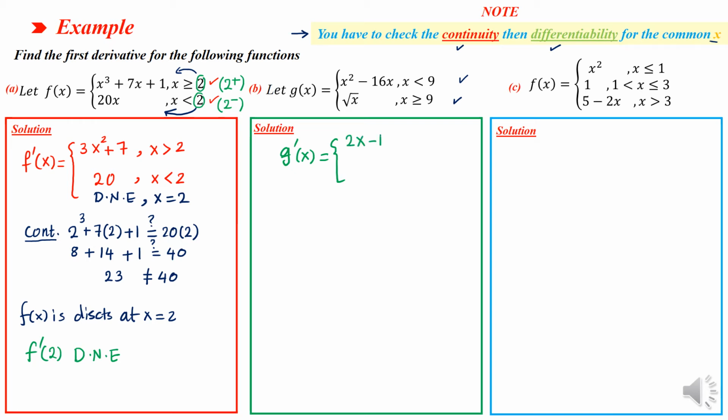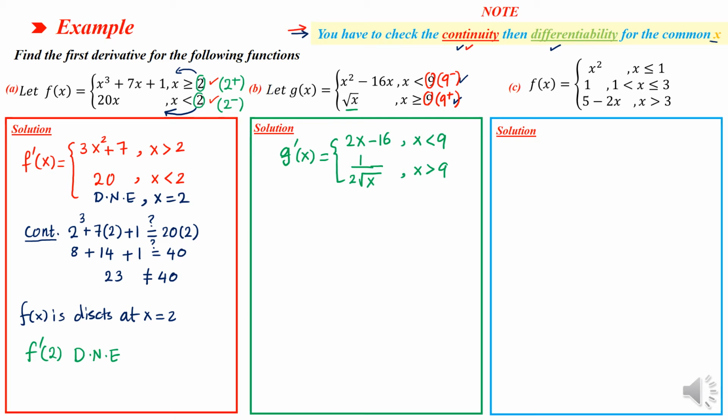2x minus 16 when x is less than 9, and we have the second function, the square root of x, and the derivative of the square root is the derivative of the inside function divided by 2 multiplied by the same function, when x is greater than 9. Don't put less than or equal or greater than or equal, because you have to check the differentiability around x equals 9, because 9 is common between the two intervals. As you see, less than 9 means 9 from the left, greater than 9 means 9 from the right. So again, you have to deal with this note.